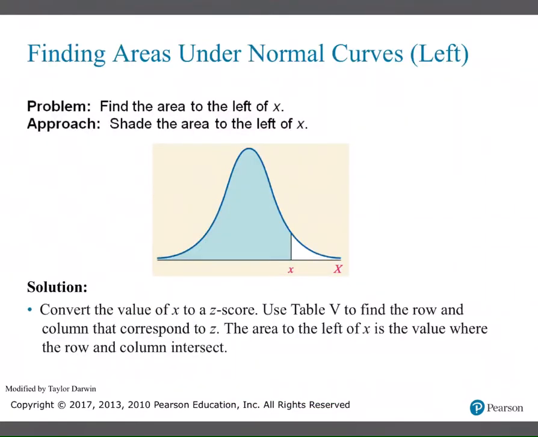This is just a visual explaining what I've been talking about. Anytime that you want to find the area to the left, just draw a picture and shade it. All you need to do is find the z-score, and that is your answer when you find the area to the left. There's not much else you have to do.